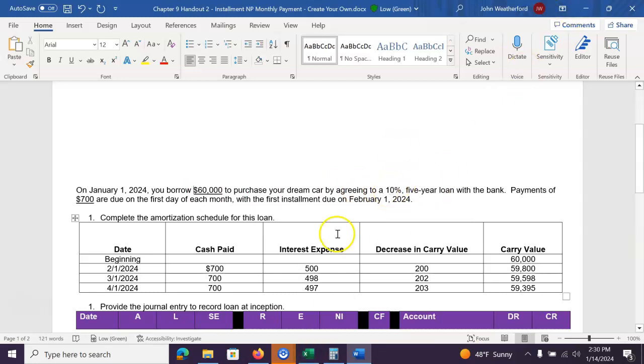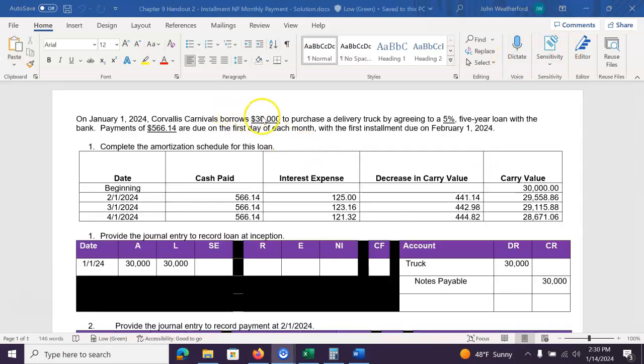But the solution, again, is a business buying a delivery truck at $30,000 at 5%, and you look at the payments there. I just wanted to show you how you could play with this if you'd like, and see where you would be if you decided to make a vehicle purchase. Now, here's the solution that's provided to you. This company borrowed $30,000 to purchase a delivery truck at 5%. And here are their payments.